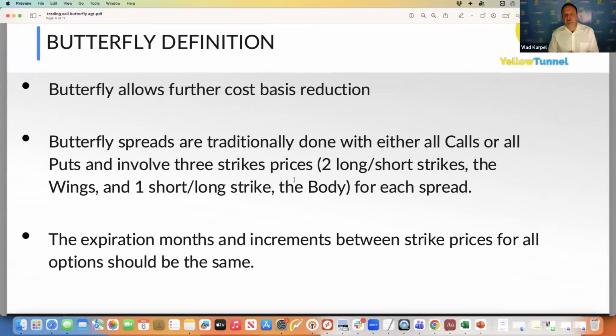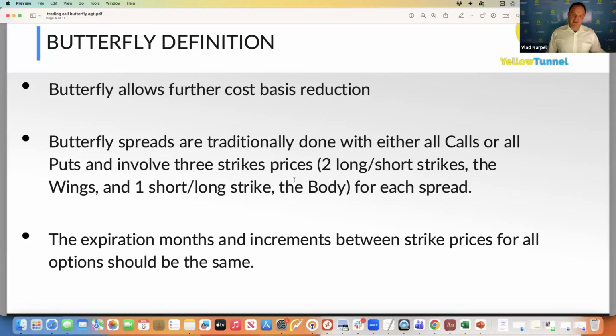Butterflies, what's the definition of butterflies first? And then we talk about when would you consider entering a butterfly as opposed to just a single call, right? The most common strategy is people buying calls. That's the majority of the volume on exchanges, or puts. You can buy puts, but when you start new, you don't think about bearish, right? You think the market always goes up, and one way to leverage is to buy calls.